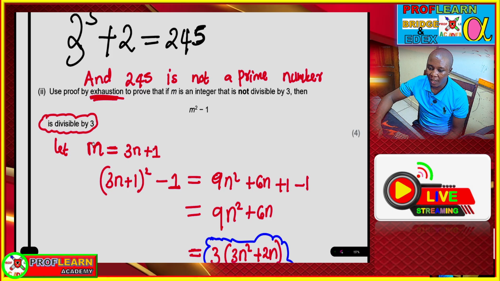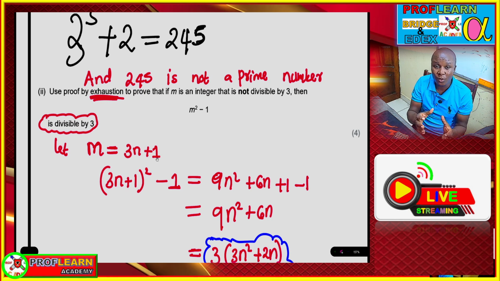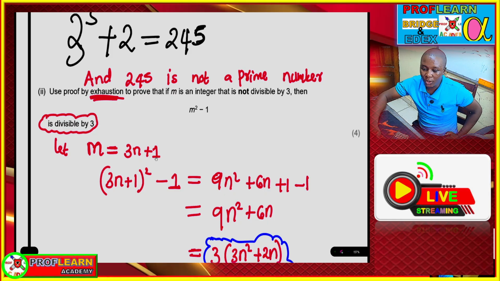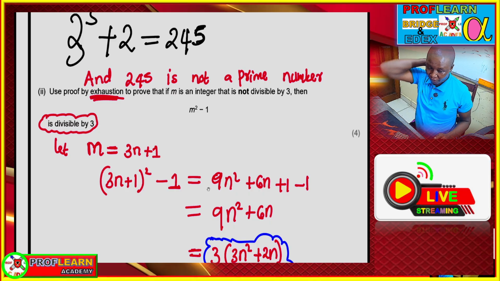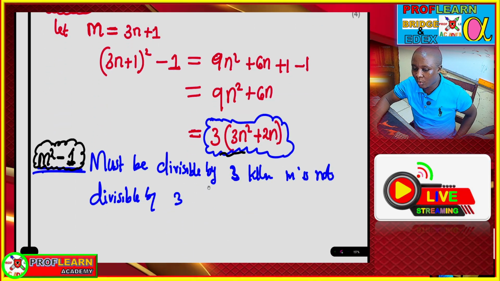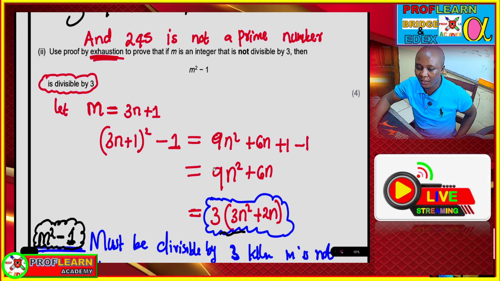So if we want to have m not divisible by 3, we're going to say 3 times n, up to this section here it's divisible, then plus 1. Now, when you add 1, it becomes not divisible. So if m is not divisible, in the form 3n plus 1, we can substitute here and say 3n plus 1 squared minus 1. We expand that and then we check the final expression that we get. Is it a factor of 3?